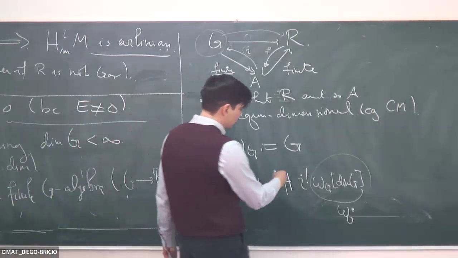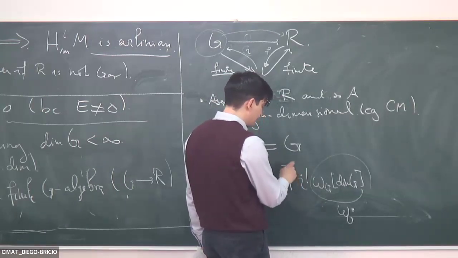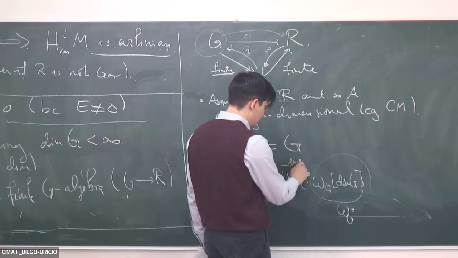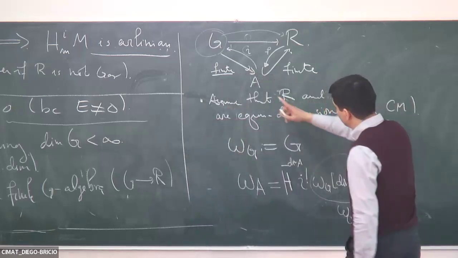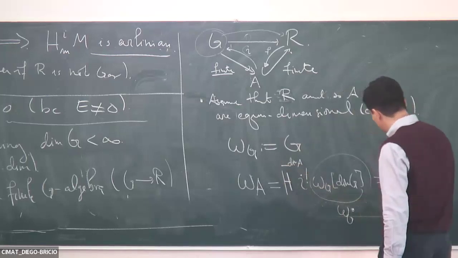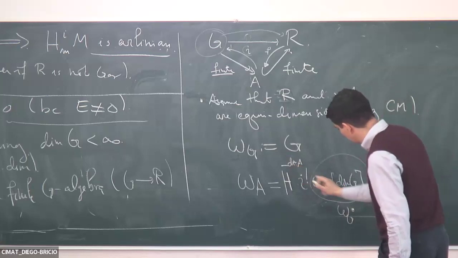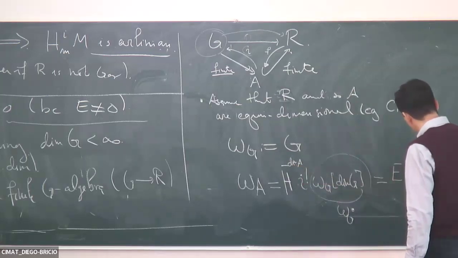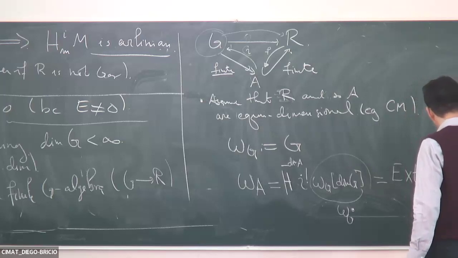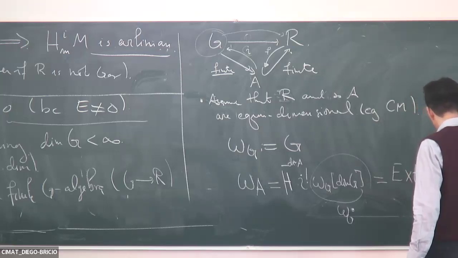This is just for context, so that what I'm about to write down is not so weird. Then I have to shift it back by the dimension of A. But since this is a closed immersion, this thing is easy to compute. It's just Ext, and now I have to account for the difference of dimensions, which would be dimension of G minus dimension of A, of A comma G.